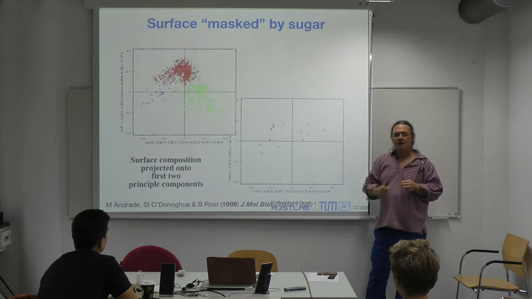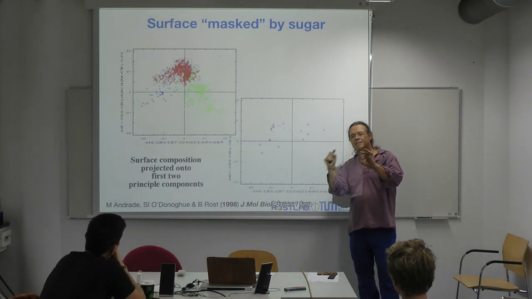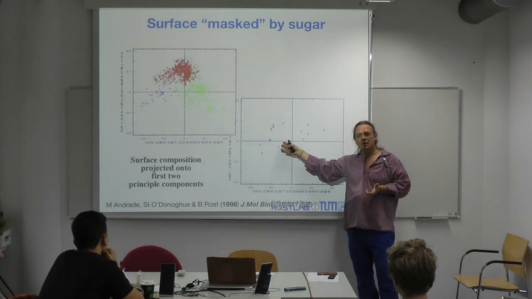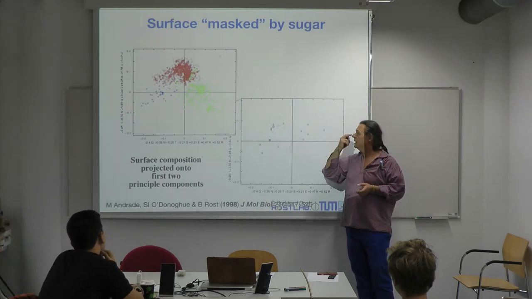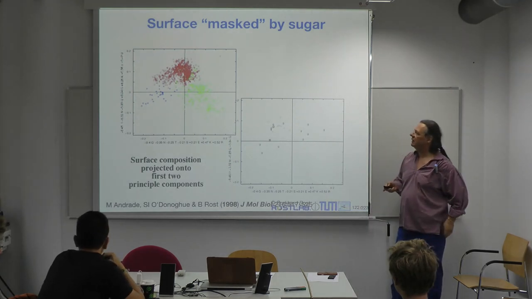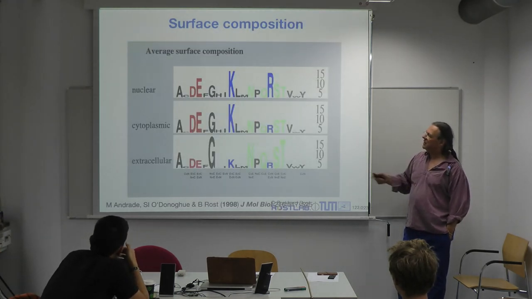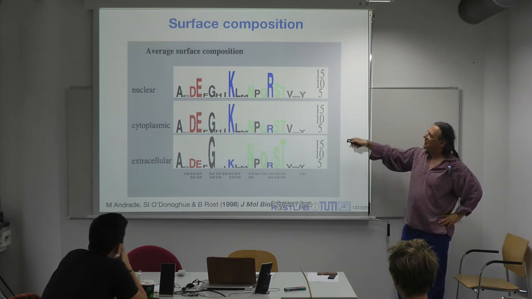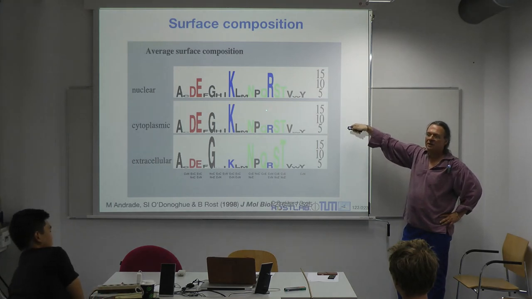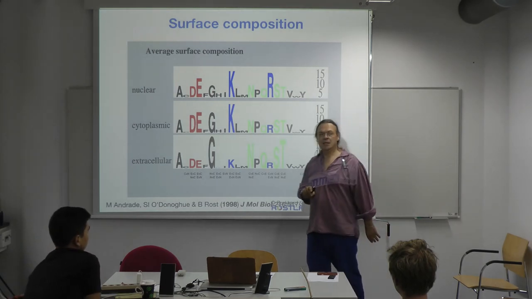You immediately see that the sugar is a way to biochemically mask that your protein should be in different compartments, or that it is in a cancerous state. The first one we found was really a cancerous case where the glycosylation was put somewhere where it's not supposed to be, so to speak. When you look at the overall surface composition, the height of the letter is proportional to the number used. For instance, nuclear and cytoplasmic have a high K, but the R is where they differ. So these signatures look different, and they are unique for these three classes.